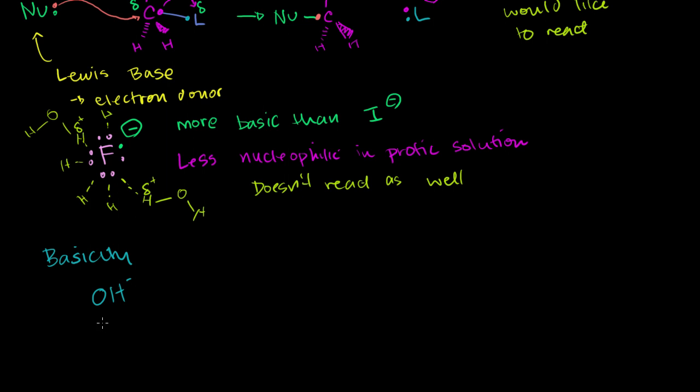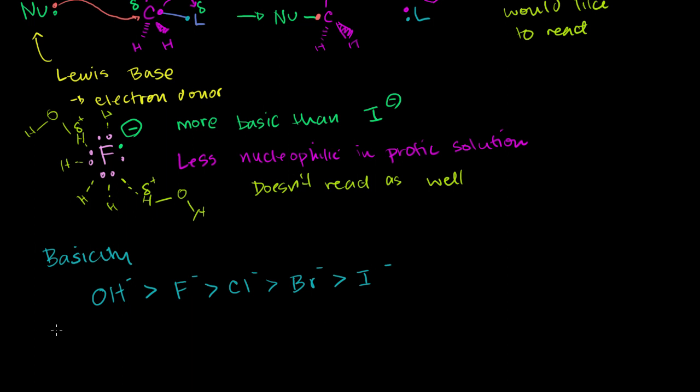But when you dissolve it in, say, something like water, the sodium and the hydroxide separate, and it's really the hydroxide that is acting as a base, something that wants to donate electrons. So hydroxide is a much stronger base than fluoride, which is a stronger base than chloride, which is a stronger base than bromide, which is a stronger base than iodide.